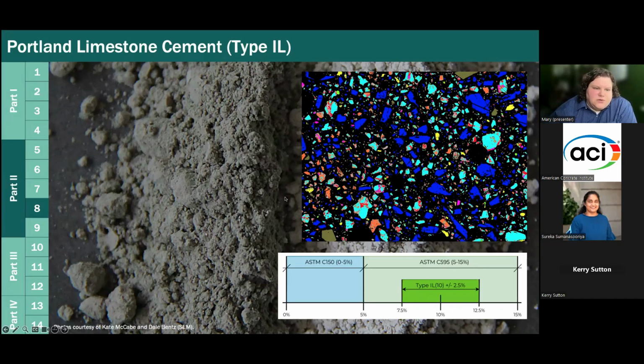Here's a picture. It's a cool SEM image from Dale Bentz from NIST. Thanks, Dale. And thanks to everyone that gave pictures to this guide. I really enjoyed getting all the pictures and looking at all of them. This is showing a high blended cement with a high amount of limestone, the blue, and I think it was like 50% or 40%.